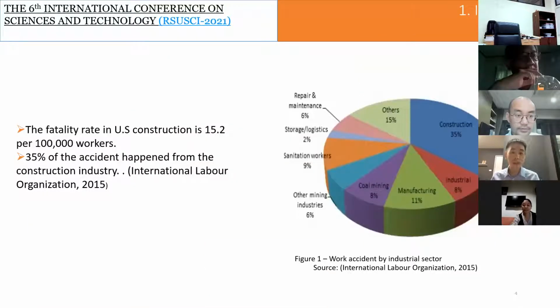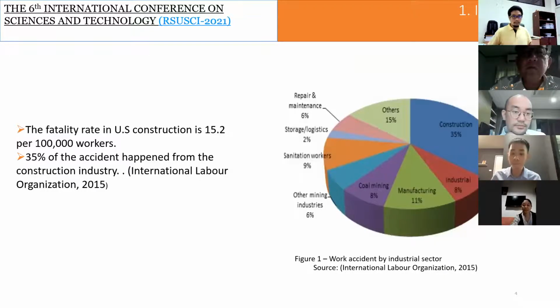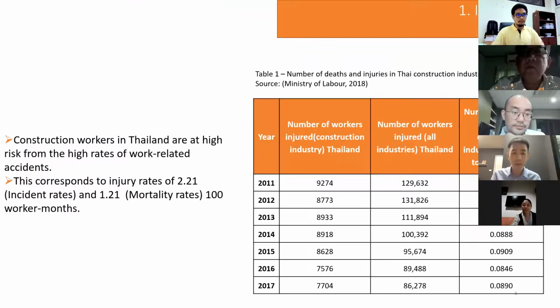In the U.S., the fatality rate or death rate in construction is about 15.2 per 100,000 workers. From this figure, you can see that about 35% of accidents come from the construction industry. When comparing to all other industries, the construction industry has the highest number of accidents. That's why in many countries, the death rate in the construction industry has become the highest.